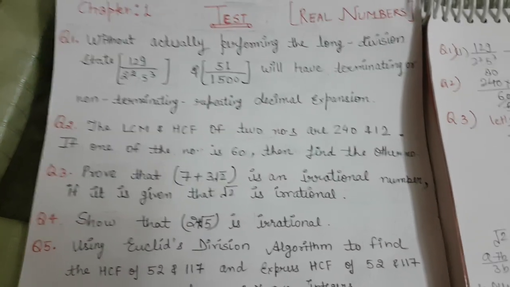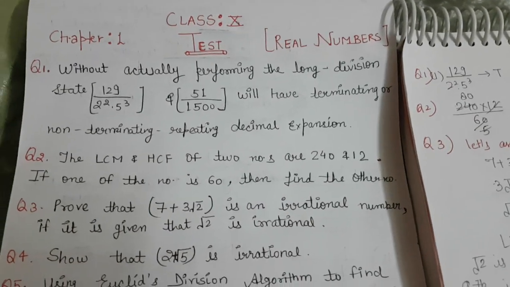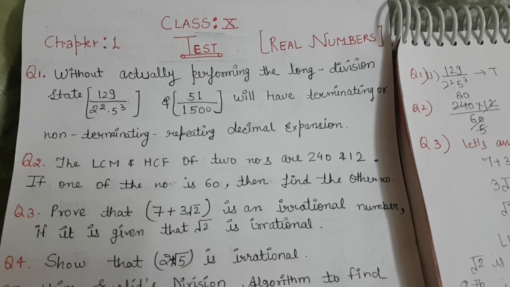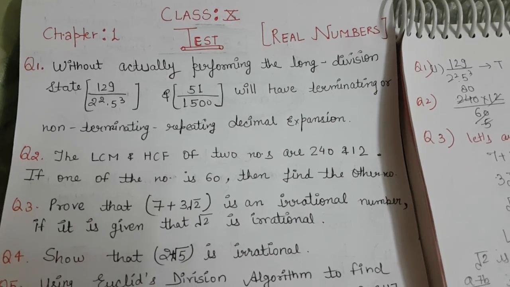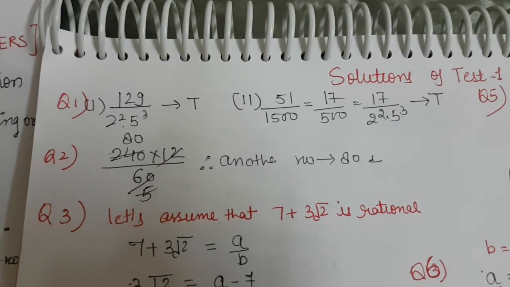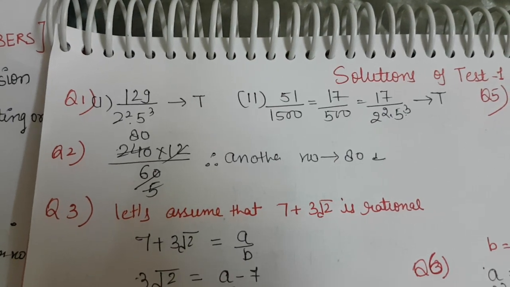So now the first question: without actually performing the long division, state whether these two will have terminating or non terminating repeating decimal expansion. So the first one already has the denominator in the form of 2 raised to the power m and 5 raised to the power n. So it's terminating.